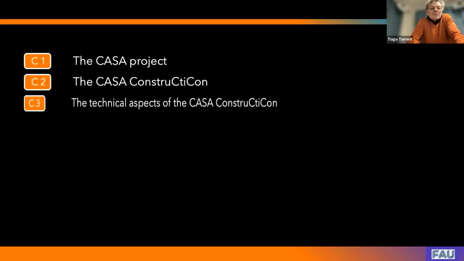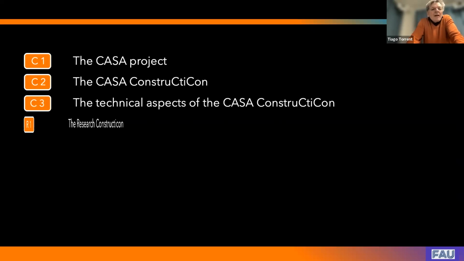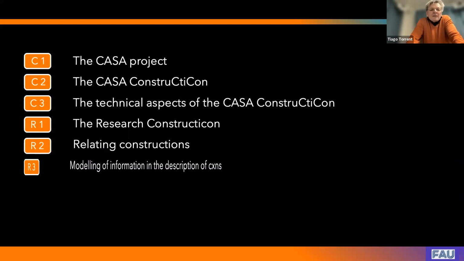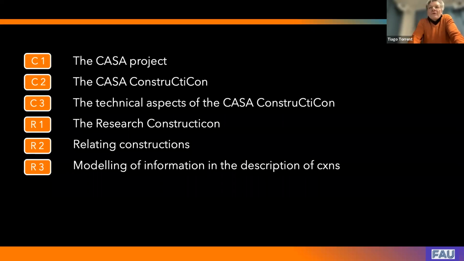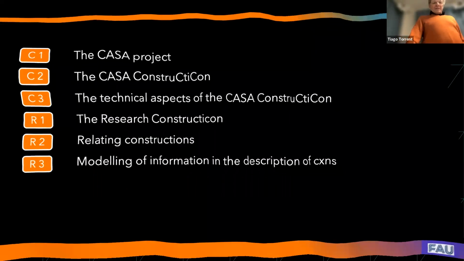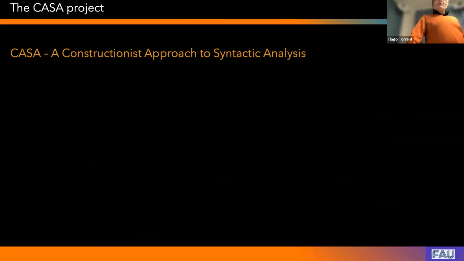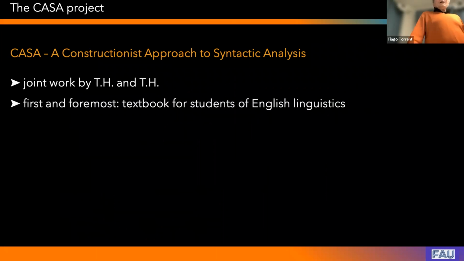So let me just outline what we want to do. I'll talk about the CASA project a little bit, and then in the second part, Elodie will take over and talk about the research Constructicon, and Peter's got things to add to both aspects. So the CASA project is called a Constructionist Approach to Syntactic Analysis. That's what CASA stands for. And it's joint work with Thomas Hoffmann from the University of Eichstätt and me.